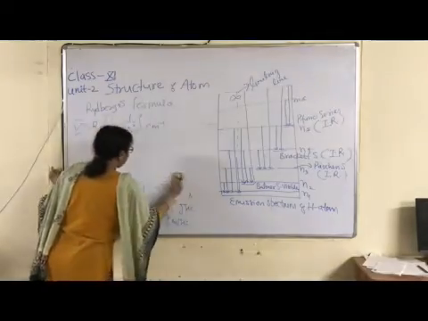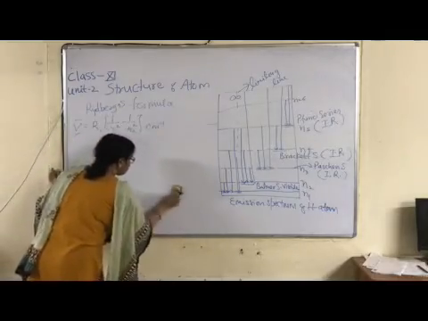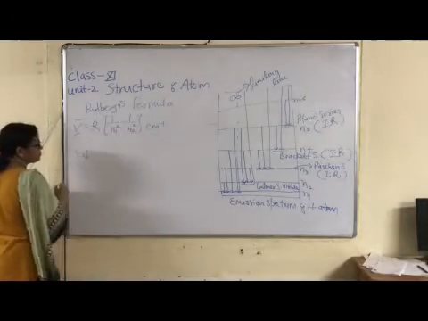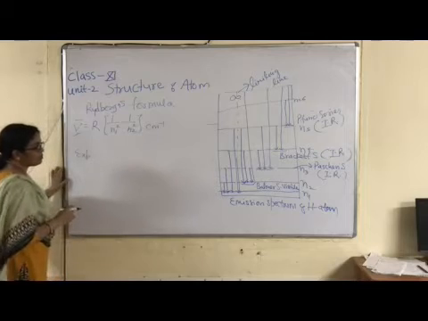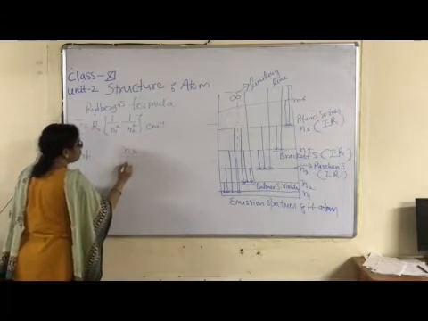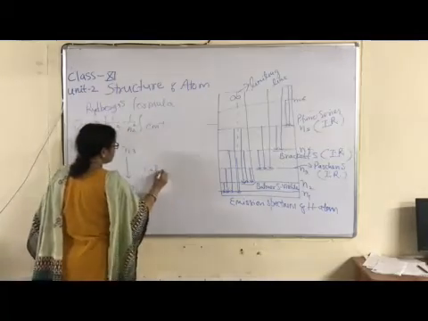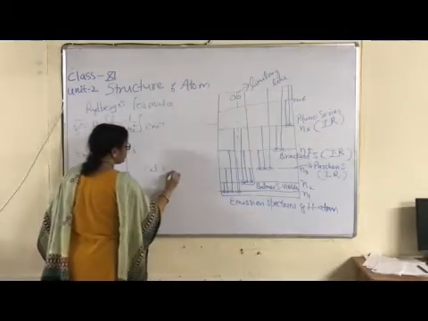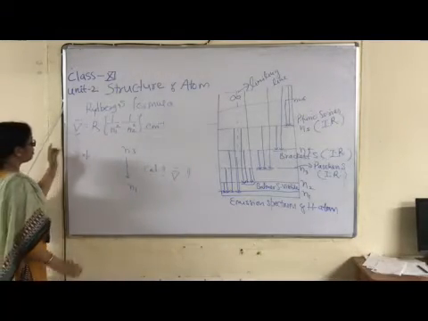Okay children, now application of Rydberg formula. For example, one problem is given here. Electron jumps from third energy level to first energy level. Then calculate its wave number. What is its wave number? Right? Then apply Rydberg formula.